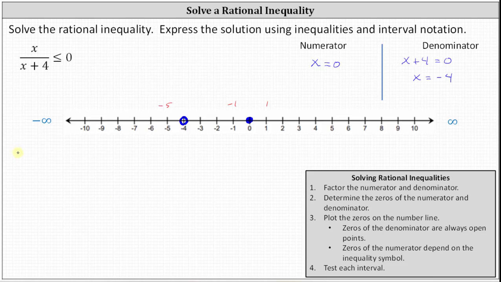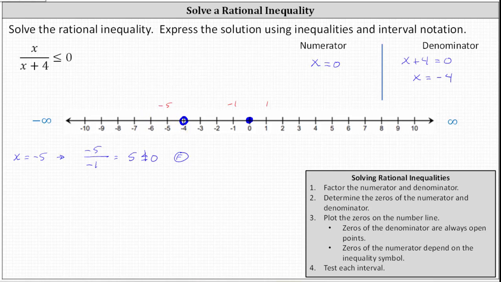So let's go ahead and test x equals negative 5. Notice when x equals negative 5, the numerator is negative 5. The denominator is negative 5 plus 4 or negative 1. This simplifies to positive 5. Positive 5 less than or equal to 0 is false. 5 is not less than or equal to 0. This indicates the interval x less than negative 4 is false, and we do not shade or graph the interval.